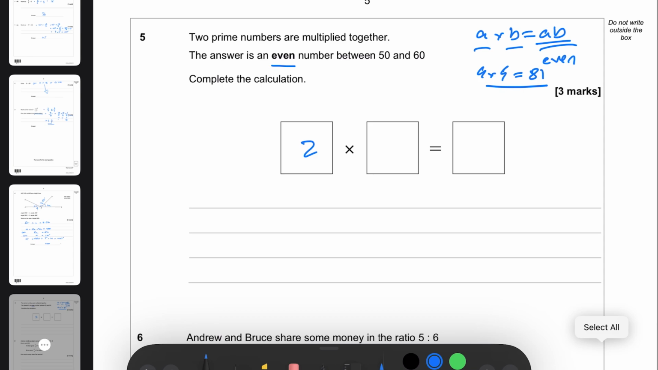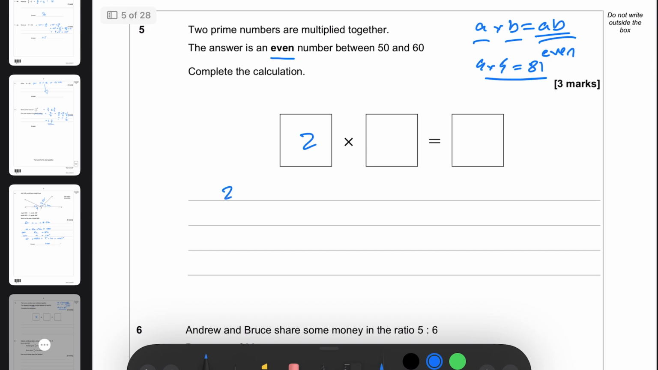So we know that this is 2, and we know that 2 times something must be between 50 and 60, so we know that 2 times 25 is going to give you 50, 2 times 30 is going to give you 60, so we know that this number must be between 25 and 30.